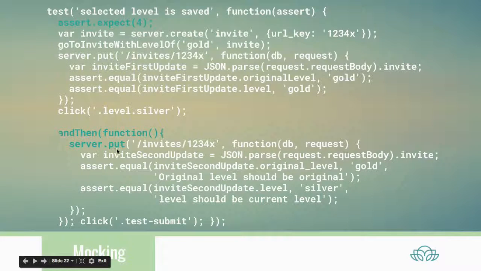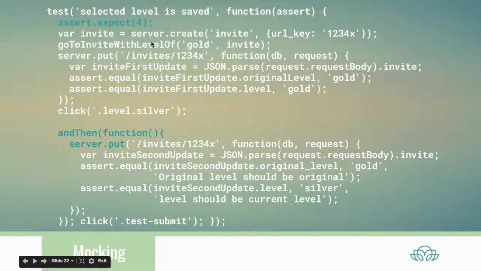And so by putting this server.put in an in then, I'm able to replace the second request to this endpoint with a different set of assertions. And that's nice because now I can see that original level is gold and level is silver, because that's changed. And another very important part of the slide is assert.expect for.